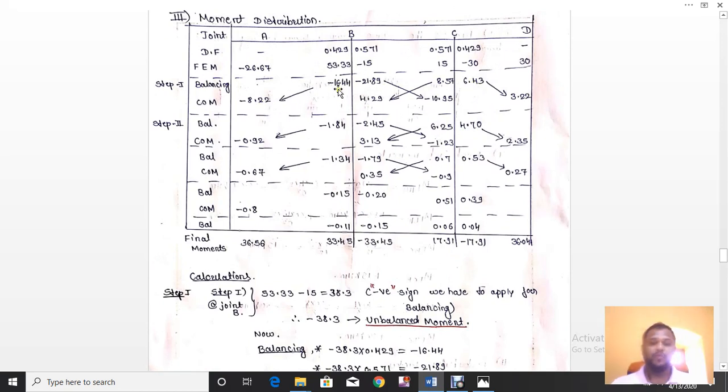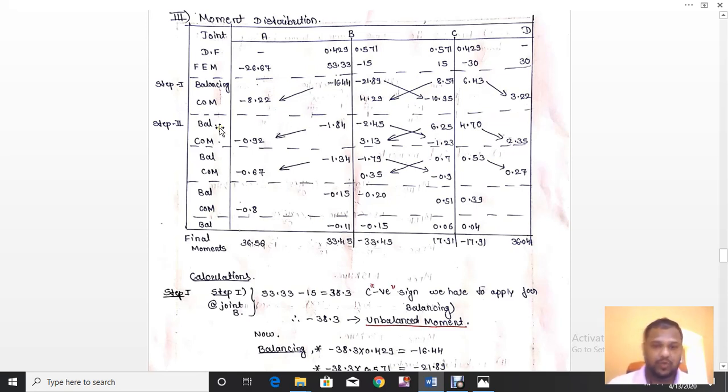Now carryover moment. Half of this moment is carried over to the adjacent joint. So 16.44 divided by 2, half of this moment is carried over to here. So 21.89, half is carried over to here. 8.57, half is carried over to here. Similarly 6.43, half is carried over to here. Now step number 1 is over.